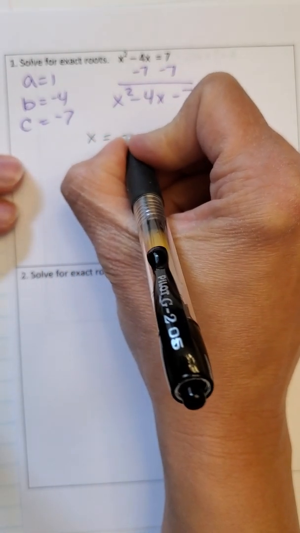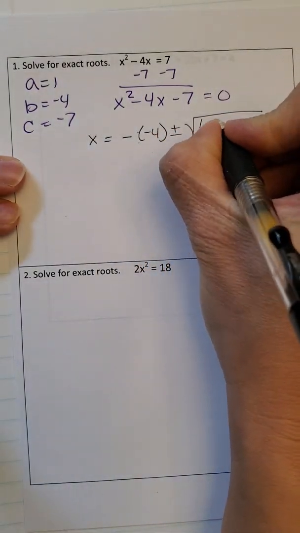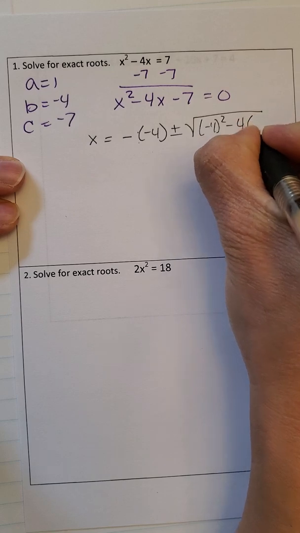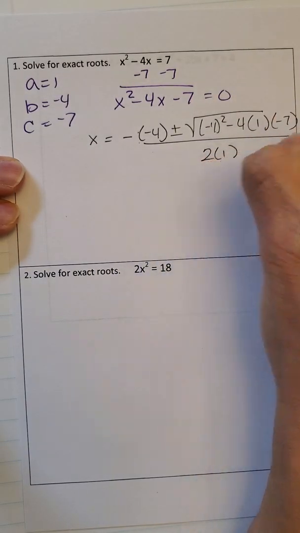X equals negative B plus or minus the square root of B squared minus 4AC all over 2A.